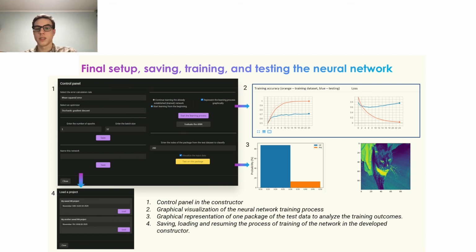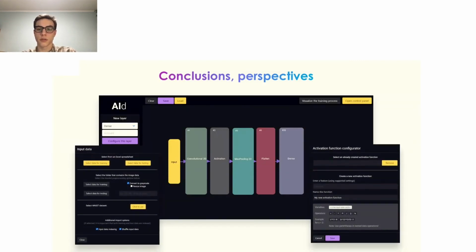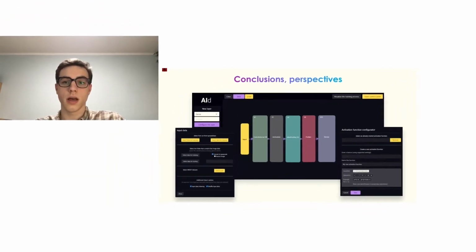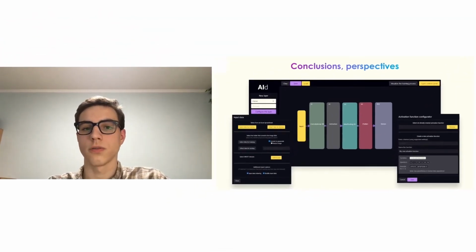Developed in the course of the research, the constructor of artificial neural networks is a software system that allows the user to construct models of neural networks of arbitrary configuration with the help of a graphical interface.